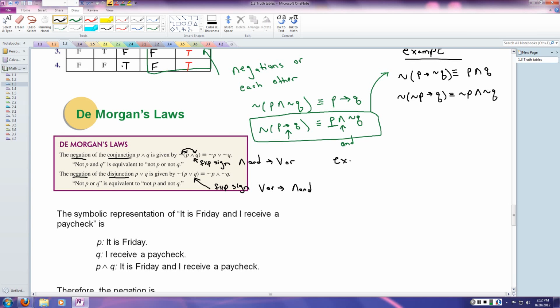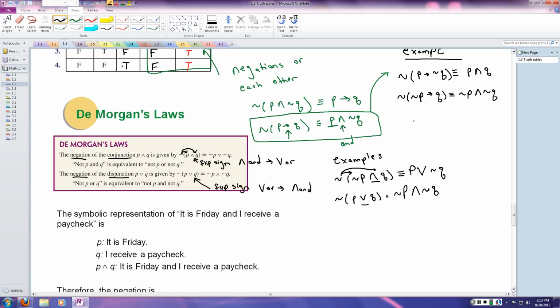So some examples. Let's say I'm negating not P and Q. Well, the negation would be P or not Q. Let's say I negate P or Q. That's going to be not P and not Q. There are many more variations of problems I can do here, but hopefully you understand that you distribute the negative and you flip the sign.